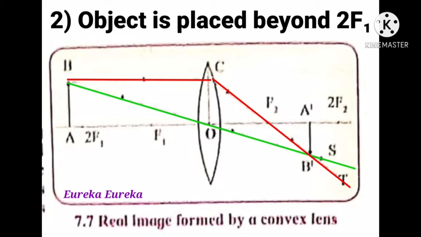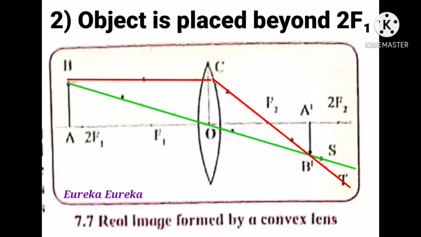And secondly, the ray of light which is passing through the optical center remains undeviated, or it does not change its direction. And then the point B dash is the point where the refracted rays actually meet each other, and whenever the rays of light actually meet each other, a real image is formed. And here this real image is indicated by A dash B dash, and it is an inverted image. It is a smaller image than the object.